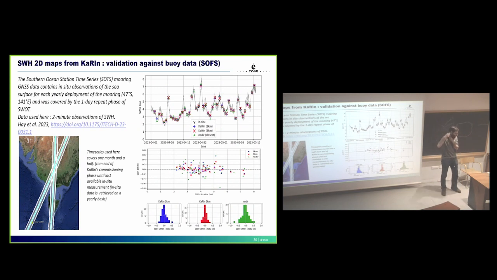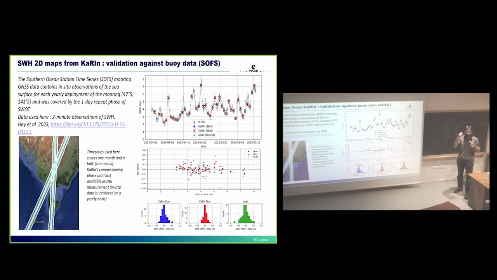Another independent measurement is comparisons to buoys. This is data provided by Andrea Hay and Benoît Legrézy. They have this moored buoy in the Southern Ocean, which was conveniently placed under the 1-day repeat phase of SWOT. So I'm not sure I said what the 1-day phase was.